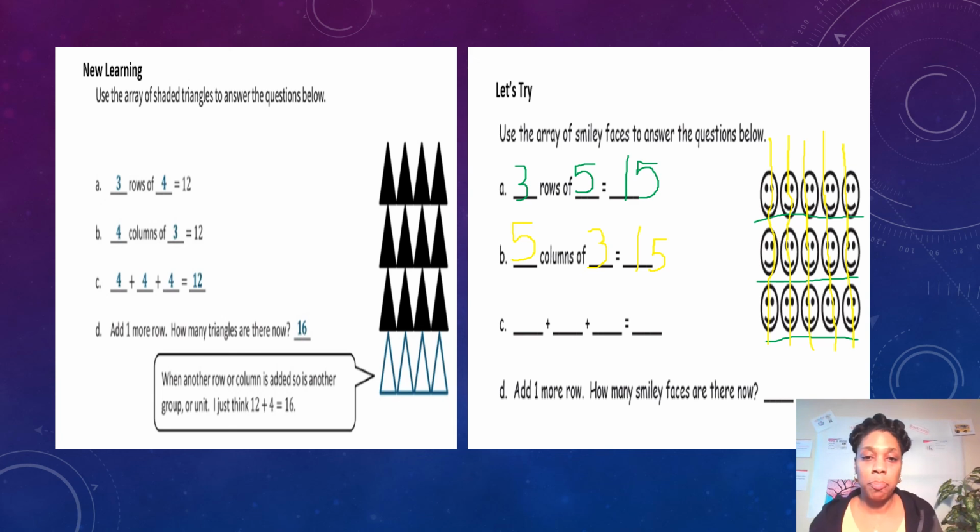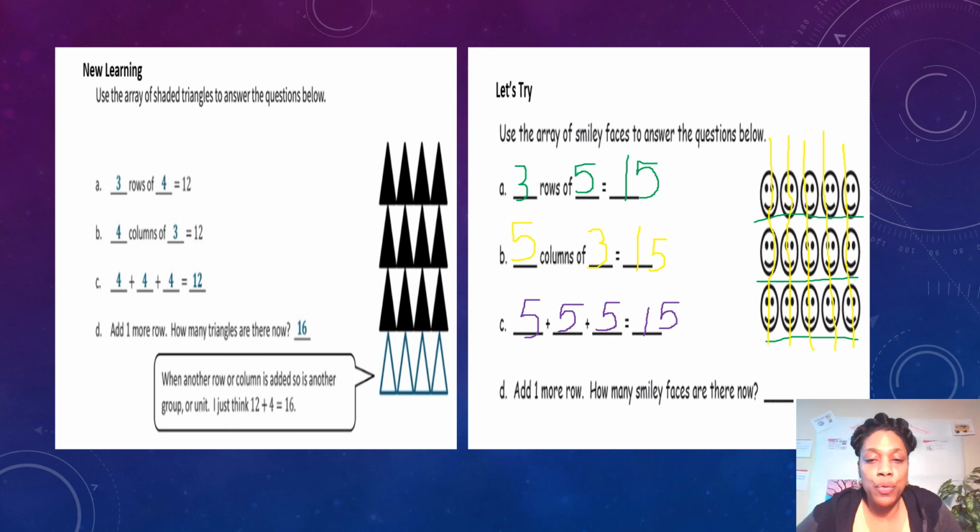Now, if we look at B, we see that we have 5 columns. Columns go up and down. Those are represented by the yellow lines. 5 columns of 3 equals 15. So let's go to part C. How could I take part A, look at the rows, and write it as a repeated addition sentence? Well, if I look at it as a repeated addition sentence, it would be 5 plus 5 plus 5. Now let's go to part D.